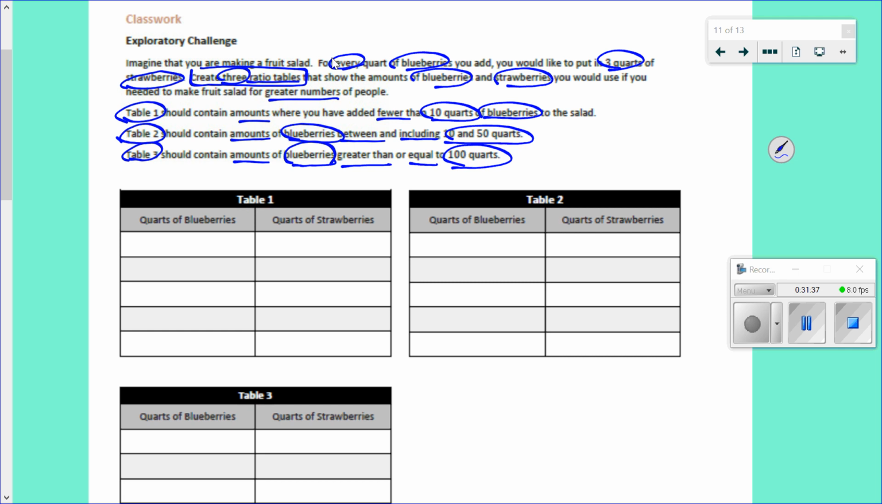Okay, so what number would you use for the blueberries? What's a good one to start? What ratio did they give you? It says for every quart of blueberries, you put in 3 quarts of strawberries. What numbers are associated with that? What does that bring me? Does everybody see that? Anybody not see that? The dead silence when I asked that question was really disturbing. Yes? You don't see it? It's right here. For every quart of blueberries, I add 3 quarts of strawberries.